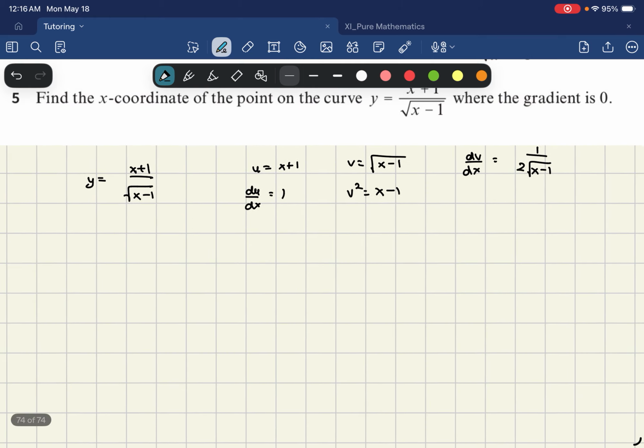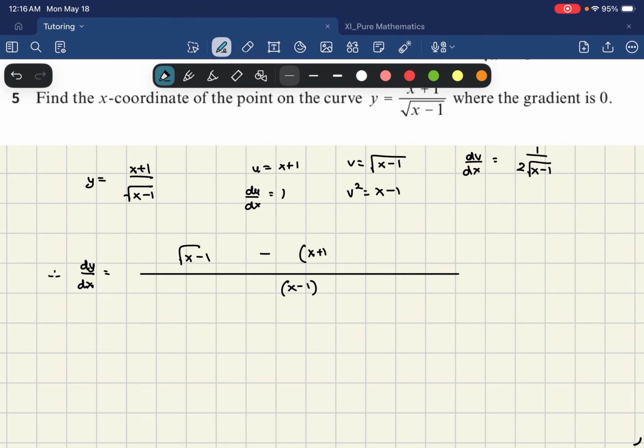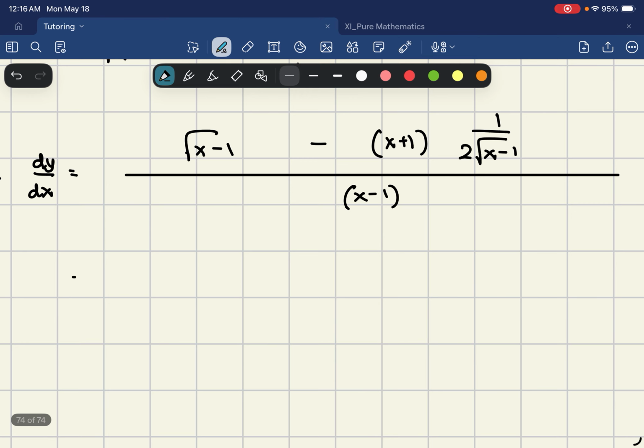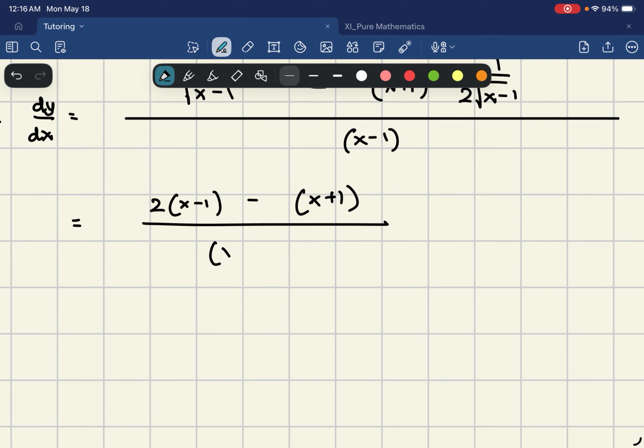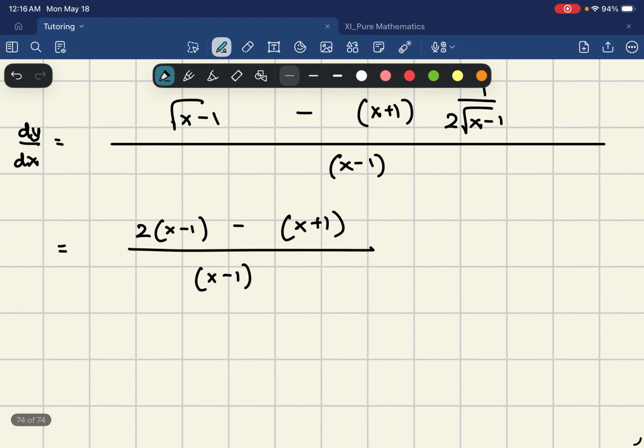So now, dy by dx, you can just substitute values in. V squared is x minus 1. V is the square root of x minus 1. du by dx is just 1. Minus u is x plus 1. And dv by dx is 1 over 2 square root of x minus 1. And if you simplify things, you're going to see that you have 2x minus 1 minus x plus 1 in your numerator, and in your denominator, you have x minus 1 to the power 3 over 2.